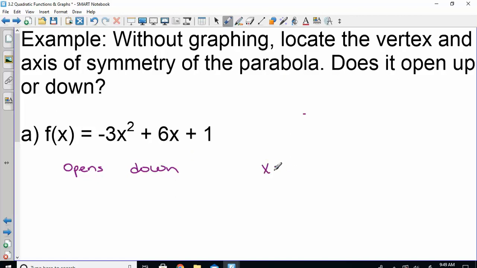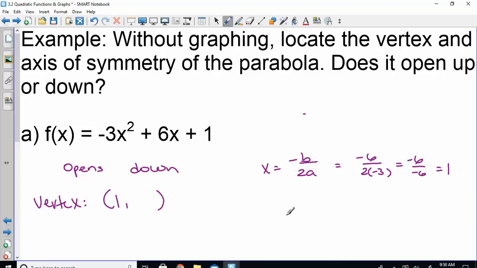Opposite of B over 2A. Good. What's our B value? 6. And that is -3, so we get -6 over -6, which is 1. So that is the x value of the vertex. The vertex is an ordered pair, so how do we get the y? If you plug a 1 in, you get -3 plus 6 plus 1, which is 4. So our vertex is 1, 4.